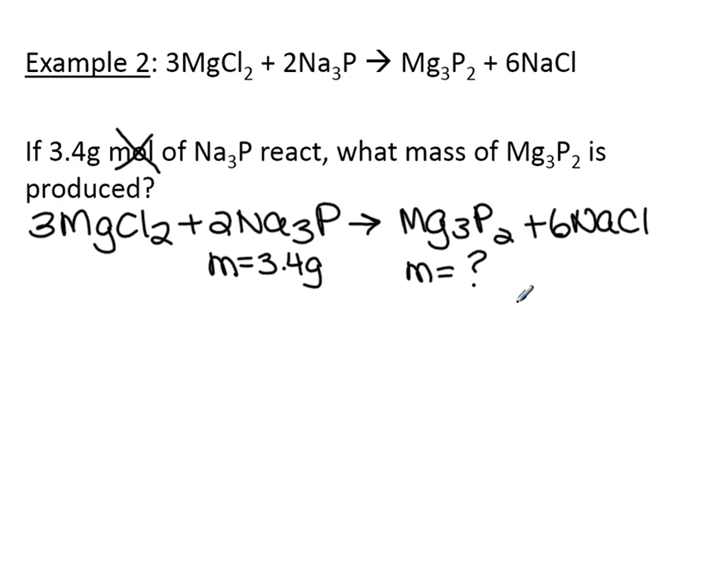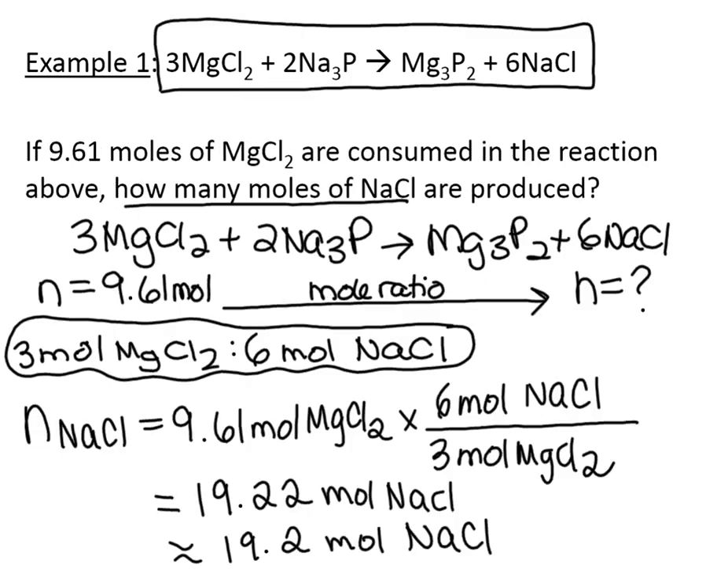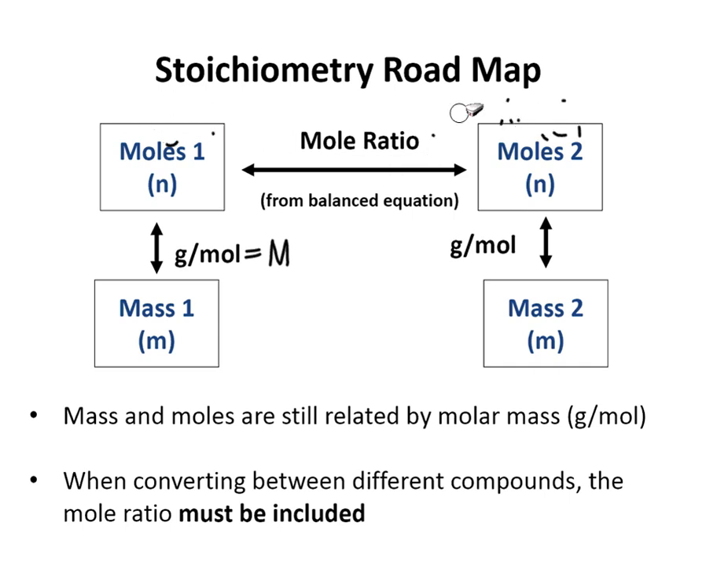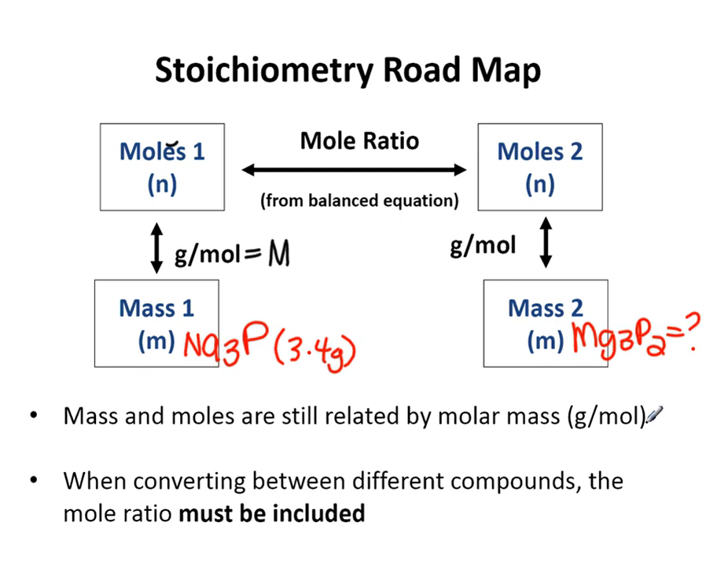So how do we go from calculating the mass of magnesium phosphide from the mass of sodium phosphide? How do we do that? Well, let's jump back a couple slides, and we're going to go back to this roadmap here, and I'll get rid of those notes that we made from before. And let's put on what we've got this time. So in this question, we have the mass of sodium phosphide. That was that 3.4 grams given to us. And we want to find the mass of magnesium phosphide. We don't know what that is.